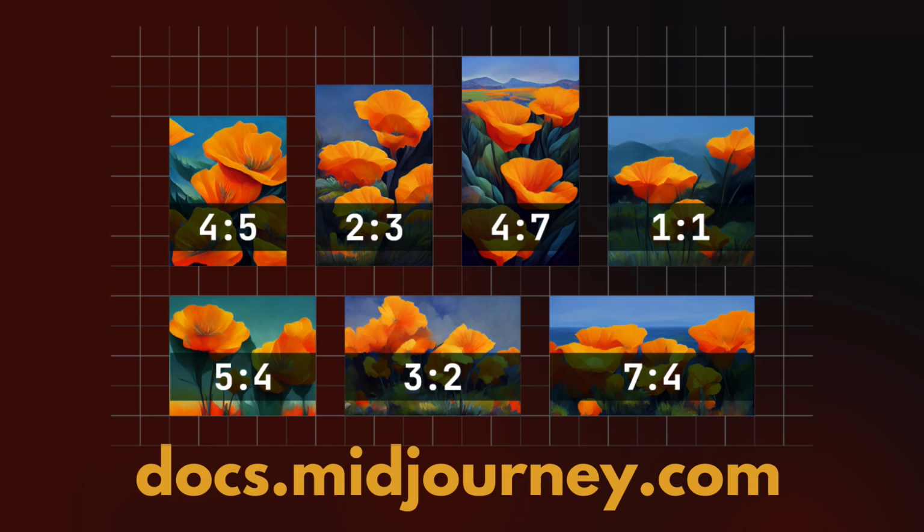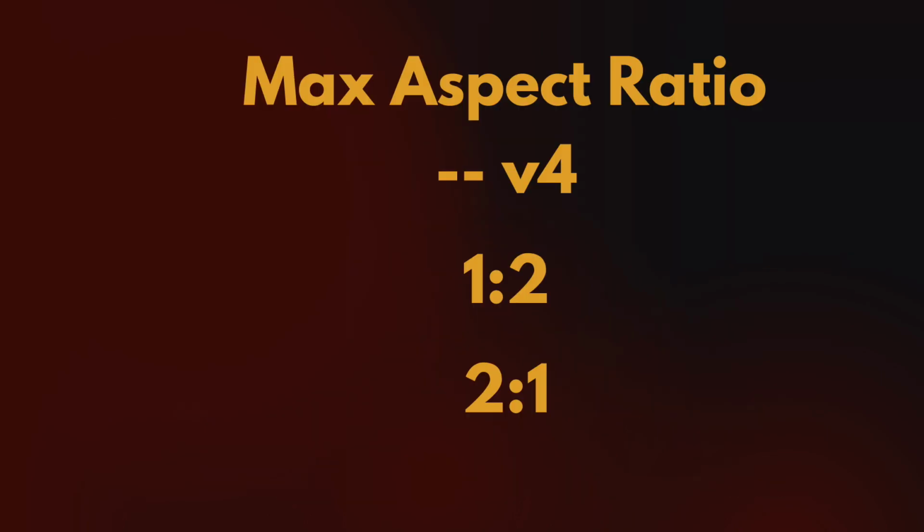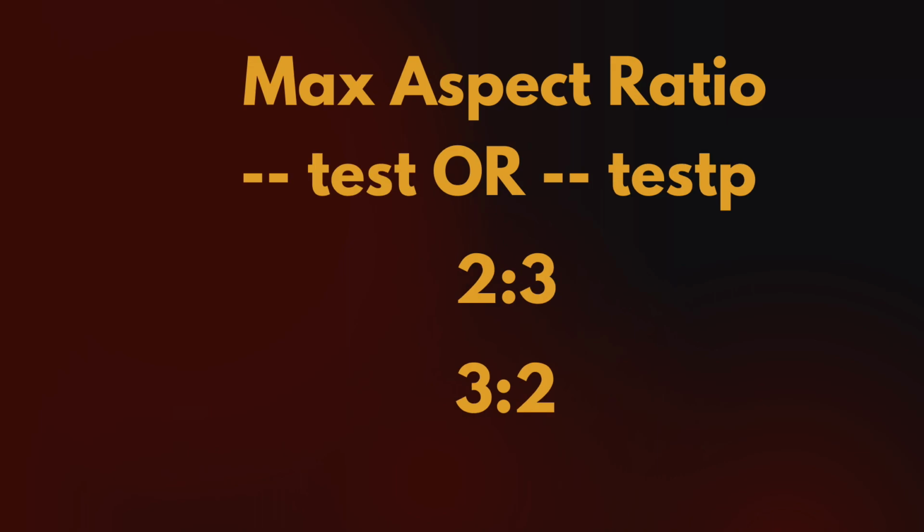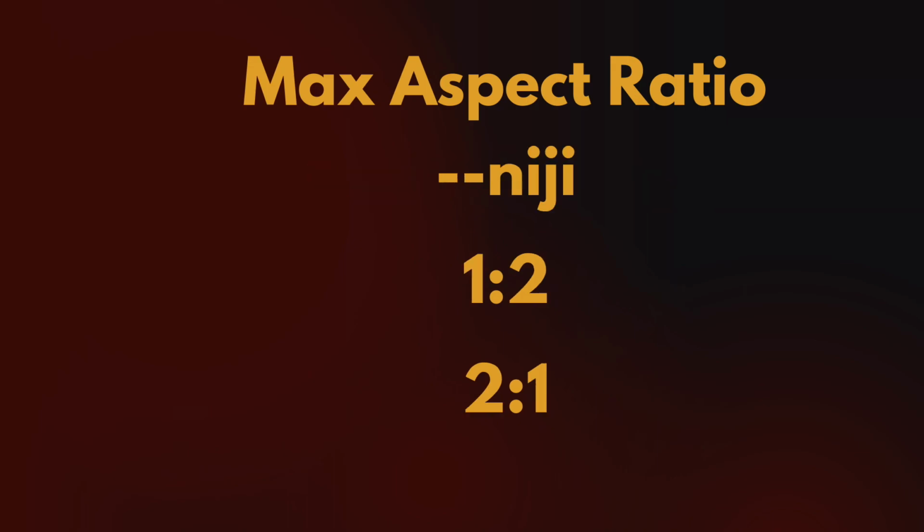Now we're going to be talking about aspect ratio. The aspect ratio for each of the models that we just spoke about would vary. For Midjourney version 4, it would be 1:2 or 2:1. For Midjourney version 1 or 3, it would be 5:2 or 2:5. For test and test photo versions, it would be 2:3 or 3:2. And for Niji mode, the maximum aspect ratio would be 1:2 or 2:1.